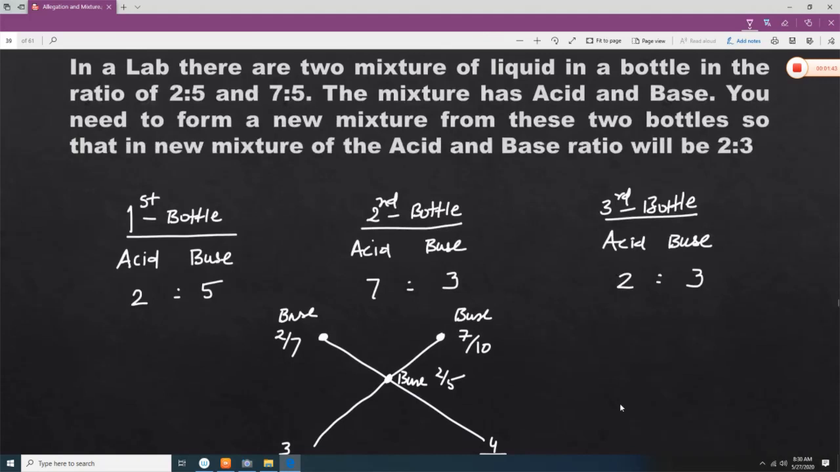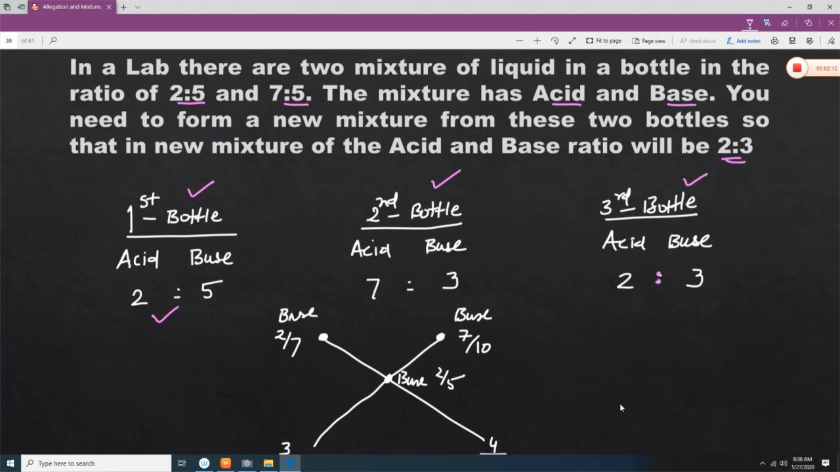In a lab, there are two mixtures of liquid in bottles in the ratio of 2:5 and 7:3. The mixture has acid and base. You need to form a new mixture from these two bottles so that the new mixture of acid and base will be 2:3. In the first bottle, acid and base is 2:5. In the second bottle, acid and base is 7:3. In the third bottle, acid and base is going to be 2:3.